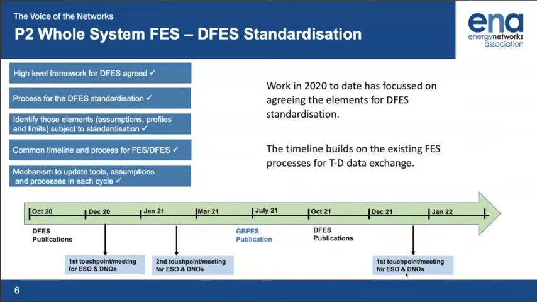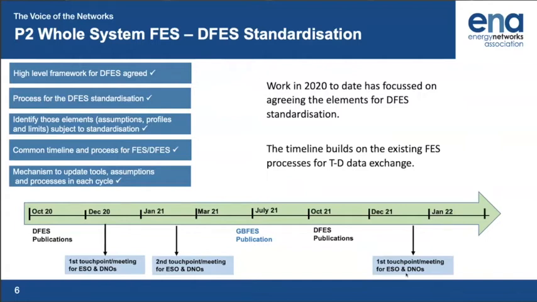Essentially, if you go to the middle, you'll see the GB FES is published about July of each year, and the plan going forward is that the distribution FES is published around November, December of each year. So there'll be a 5 or 6 month gap between the two. And this will allow a bit of feedback, I guess, or learning to come from the GB FES into the DFESs, and then from the DFESs after they're published into the GB FES.